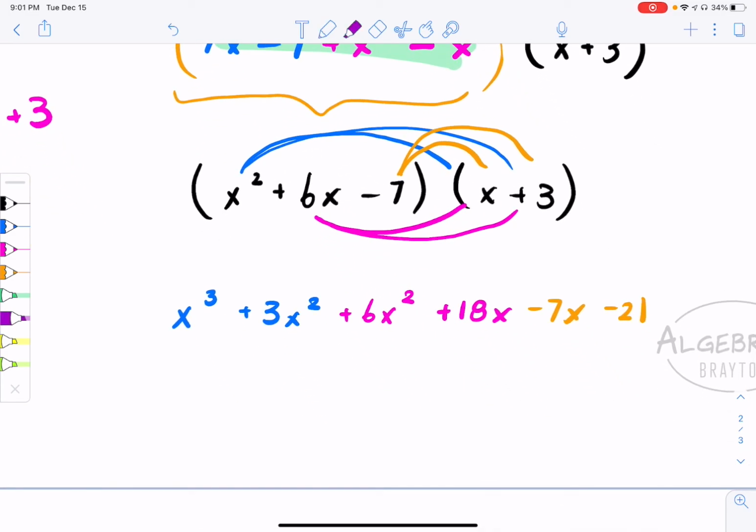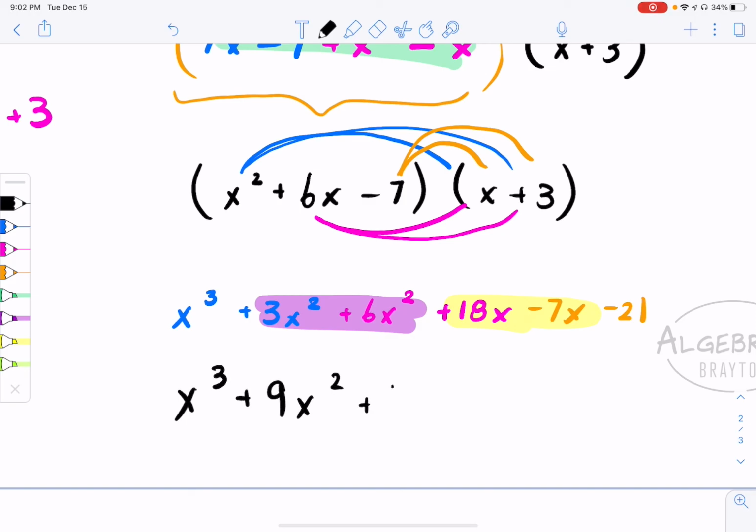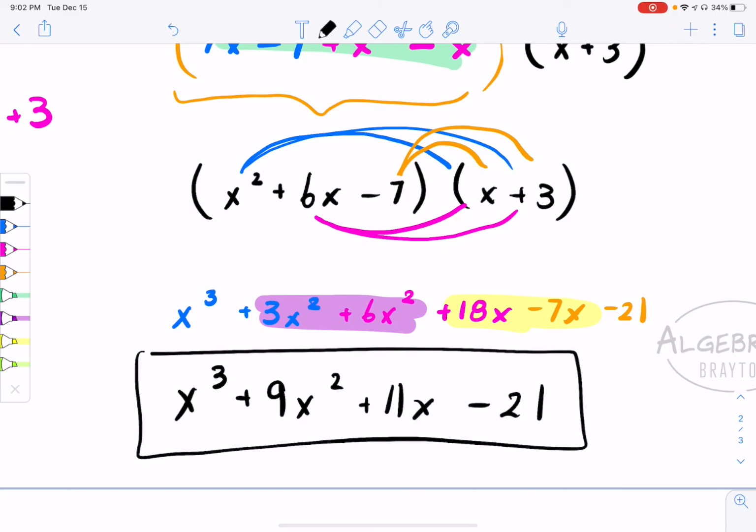We have a couple of common terms. We have 3x squared and we have 6x squared. Then we have 18x and negative 7x. When we simplify this, our final answer is x cubed plus 9x squared plus 11x minus 21. And that's your final answer.